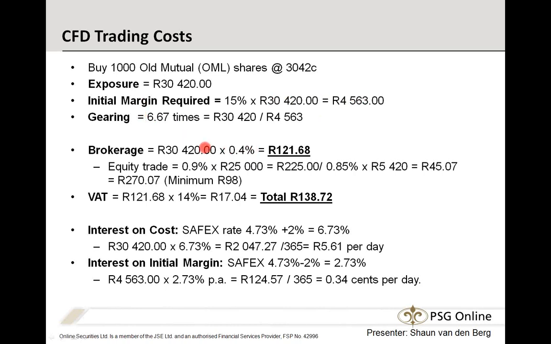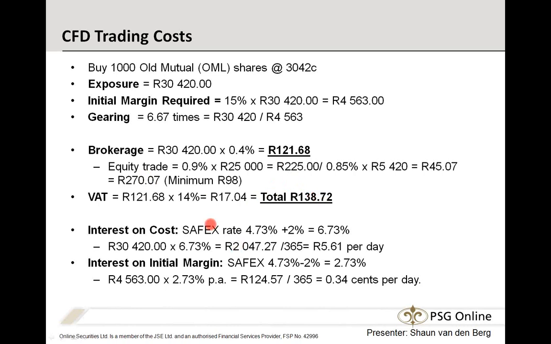Your brokerage, 0.4% of that, which is 121 rand. If it was a normal equity trade, it would have been equivalent, okay, of 225 rand. That was just for the first 25,000. Remember, it's the sliding scale, 0.9% for the first 25,000, and then 0.85% for the next 5,420 rand. So your cost would have been 270 rand. Remember, the minimum brokerage is 98 rand per trade. Plus, you still have to add VAT onto that. But compare it, we're talking about, with VAT, 138 rand. So they're capital efficient and they're very, very cheap.